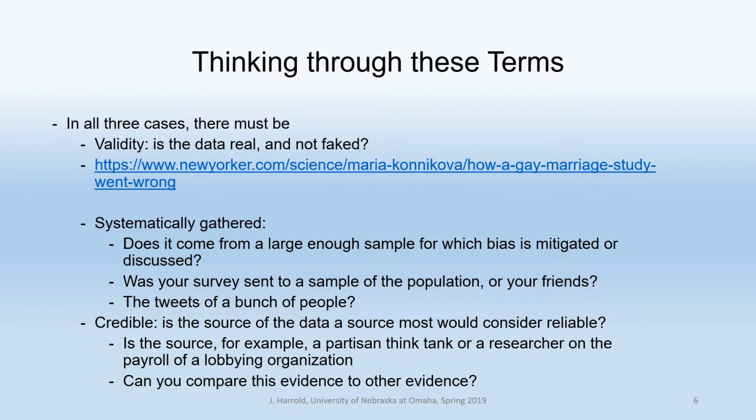So we also have to ask whether data or information was systematically gathered. So often, if you're doing survey data, are you using a large enough sample so that you're mitigating for bias? Or do you discuss some problems or limitations with bias? If you used a survey, was it sent to a sample of the population? That is, was your sampling correct and representative, or did you just send it to your friends? Or do you gather it just from a bunch of tweets from a bunch of people?